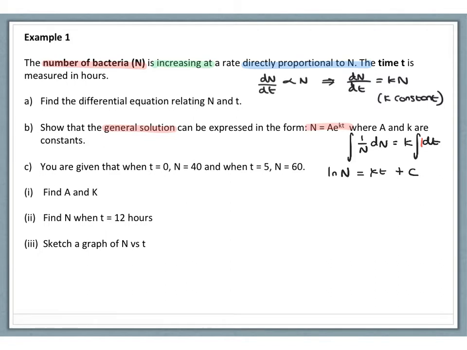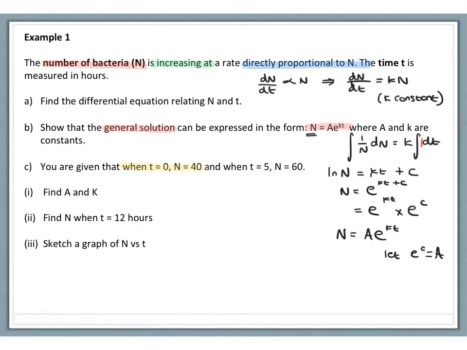Now we need to express it in the form n equals, so n equals e to the kt plus c, which is e to the kt multiplied by e to the c, and of course we can then write this as n equals a e to the kt, whereby we let e to the c equal a, so we get the relationship needed. Part C, we are given some information.